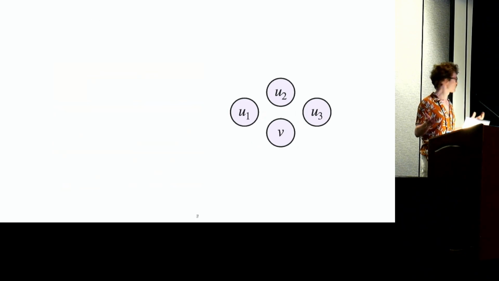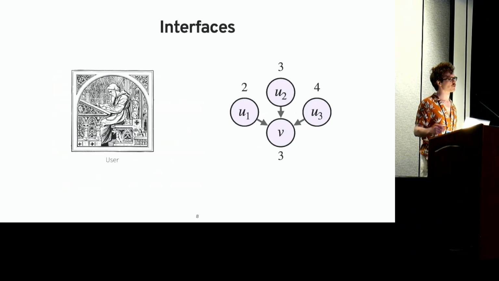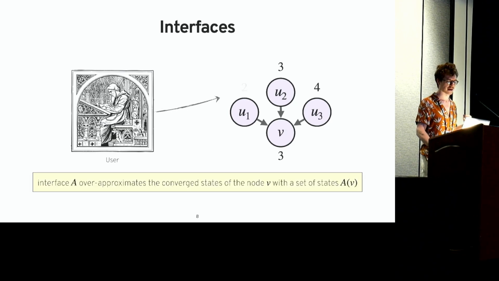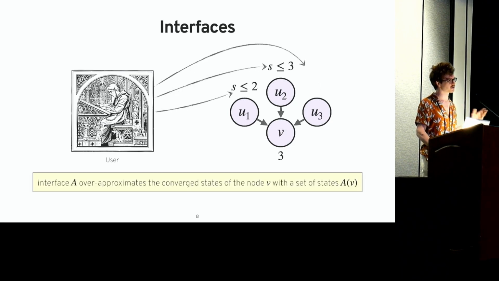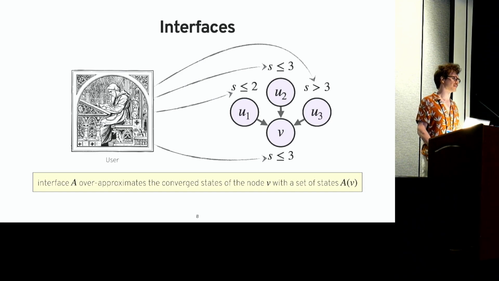And where do these interfaces come from? We're going to have a user provide them. The user is going to look at their network, examine the converged states of the different nodes, and come up with some over-approximation of these converged states. They'll use a set of states to do this, and for the purposes of our talk, we'll imagine that we're using predicates to represent these sets over some variable s representing a possible state.